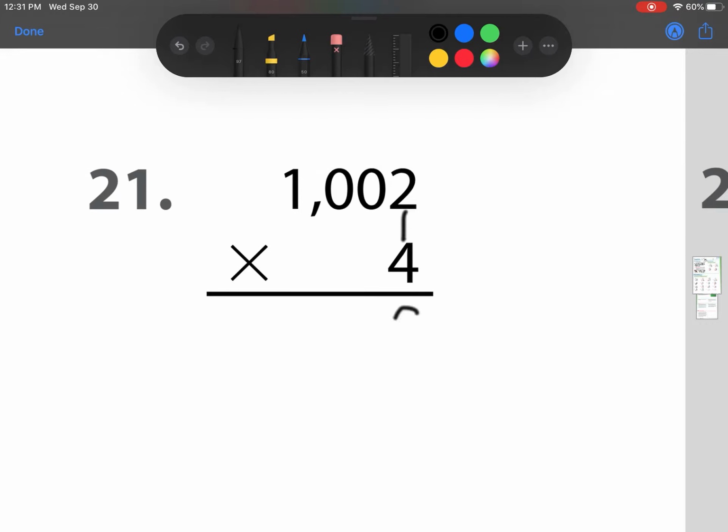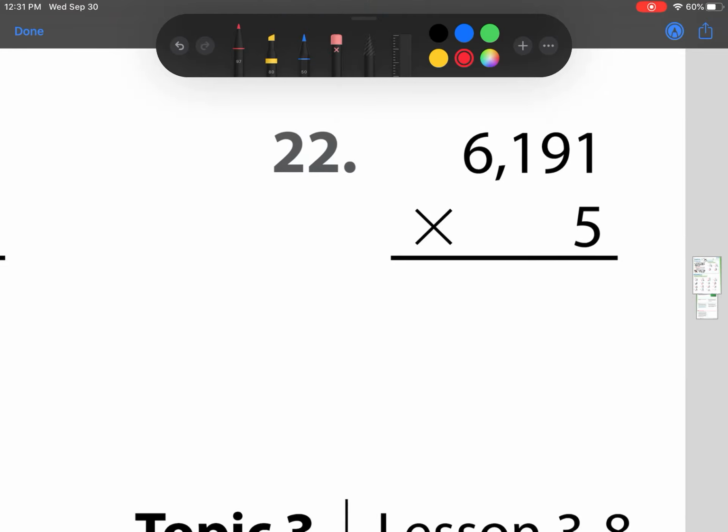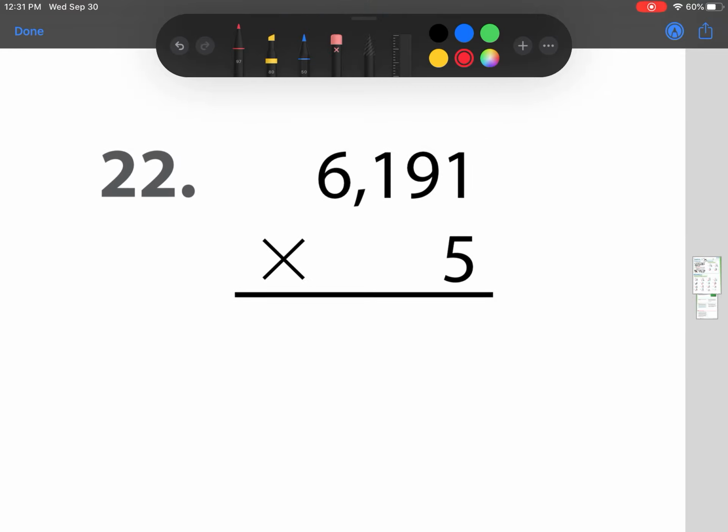4 times 2 is 8. 4 times 0 is 0. 4 times 0 is 0. And lastly, 4 times 1 is 4. 4,008. Now our last one of these before we get to those word problems.